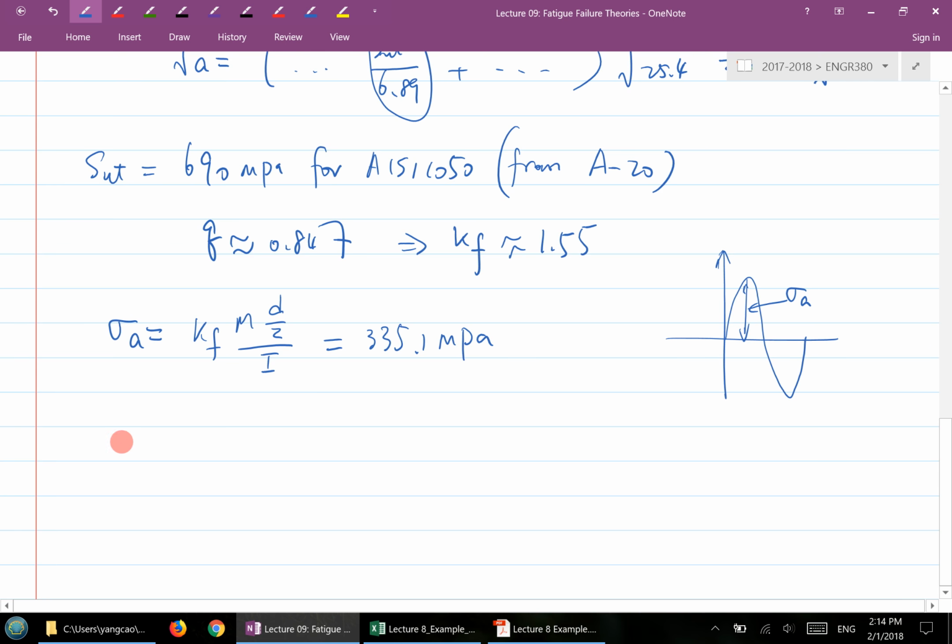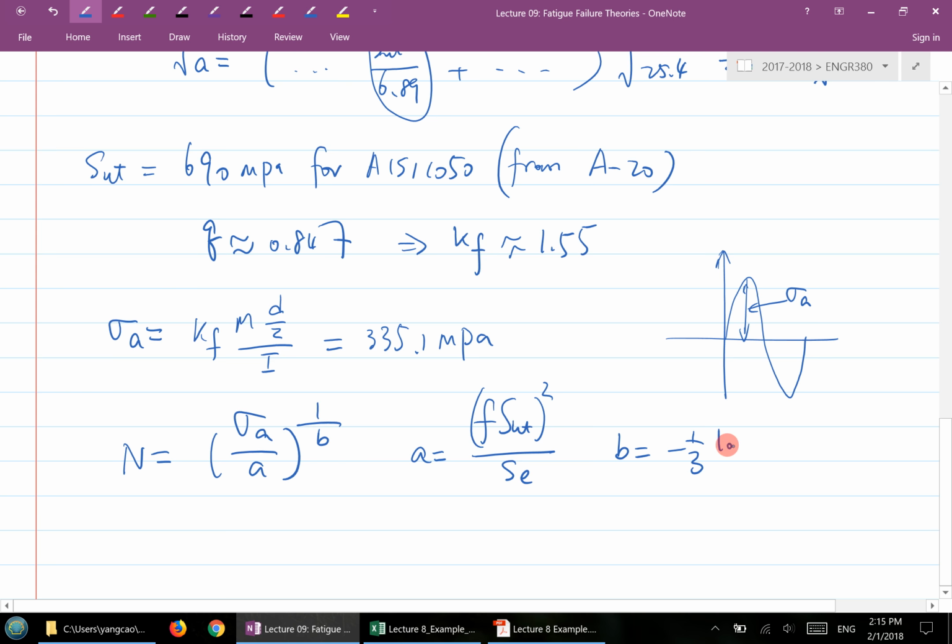So to estimate the life, you use this formula: N equals (sigma_a over a) to the power of 1 over b, and a is taken as (f Sut) squared over Se, and b is taken as negative 1/3 log (f Sut over Se). Okay, so this is the formula for us to estimate the number of cycles. If I look at this formula, I already have my sigma_a. And a and b depend on Sut, that's okay, and also depend on the endurance limit, Se, which we haven't calculated yet.